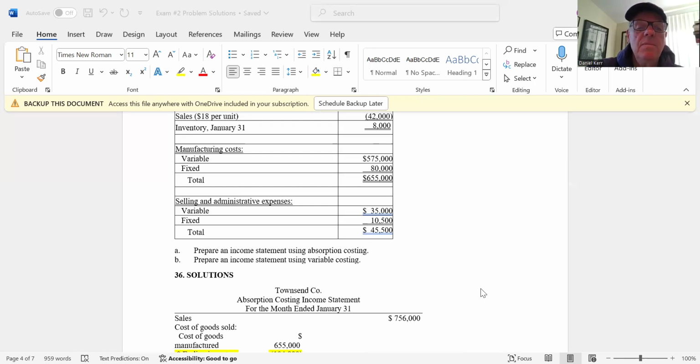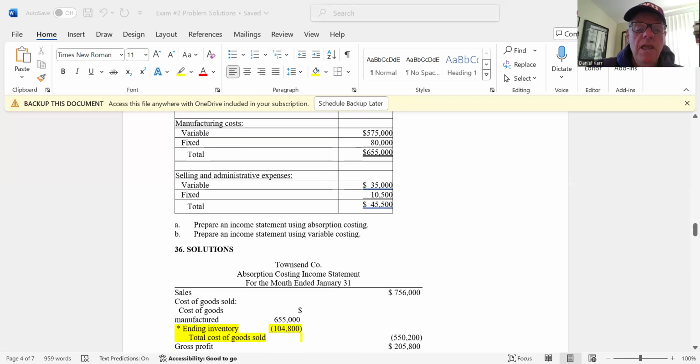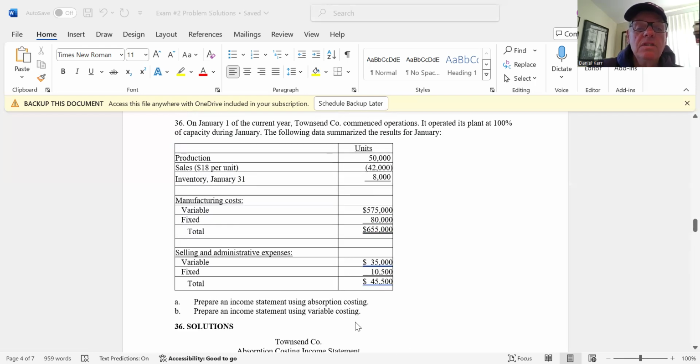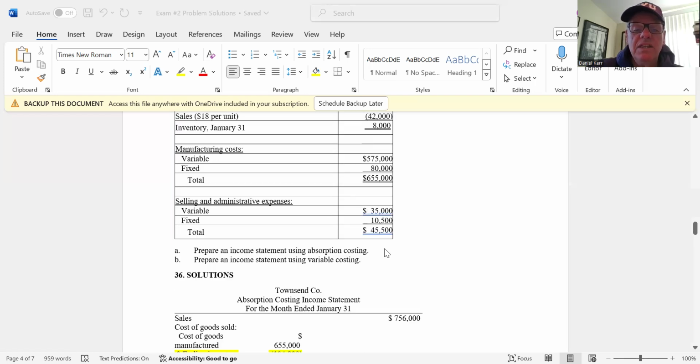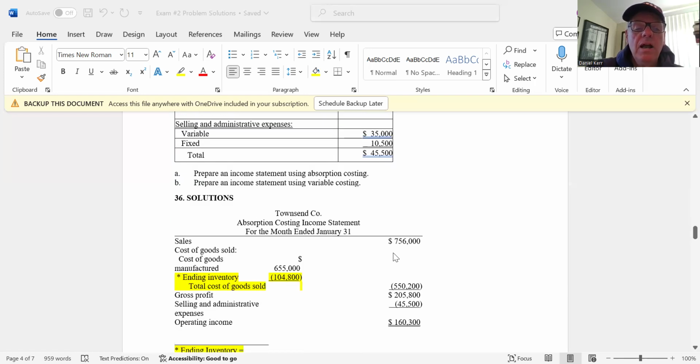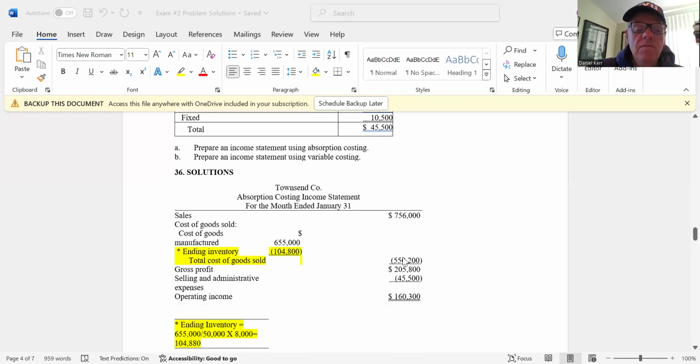They told us the total manufacturing costs were $655,000. So that's the cost of goods manufactured under absorption costing. Then you have to do the ending inventory. We knew that the number of units in ending inventory was 8,000 at the end of the period, so you had to come up with the value of the ending inventory.